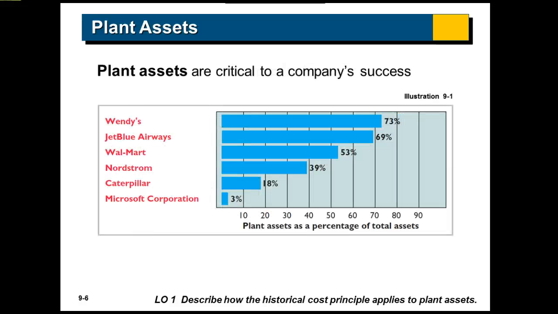This shows a list of the plant assets of various companies. Plant assets, property, plant, and equipment. It's going to be the building, and everything inside of it, the equipment. And so here you can see Microsoft, being a technology firm, has very little in property, plant, and equipment. I'm surprised Caterpillar only has 18%. Wendy's, I'm assuming just because of the buildings, has property, plant, and equipment that consists of 72% of their assets.